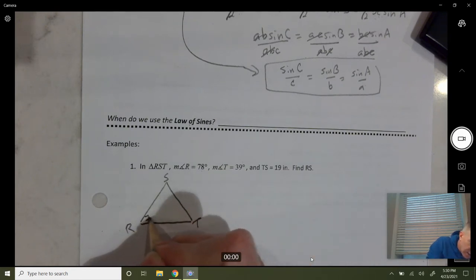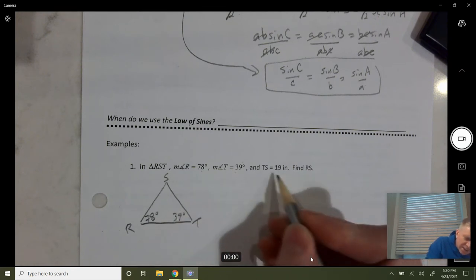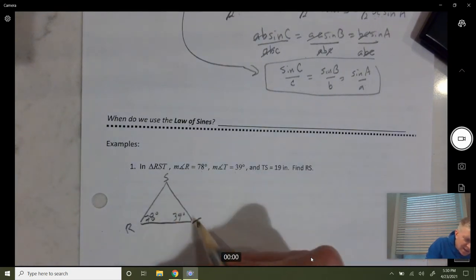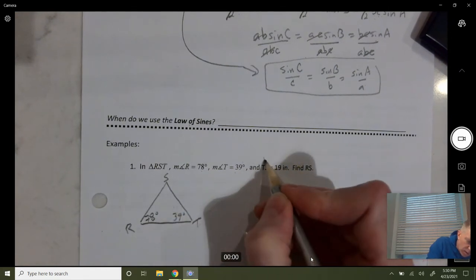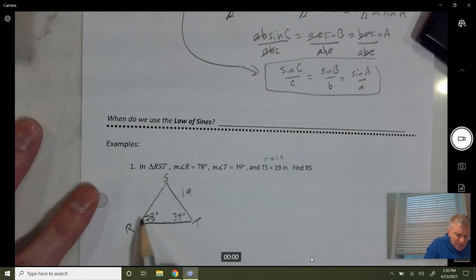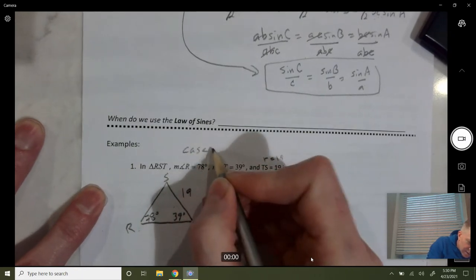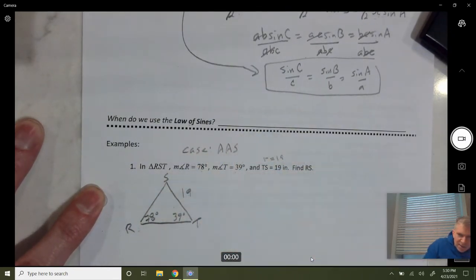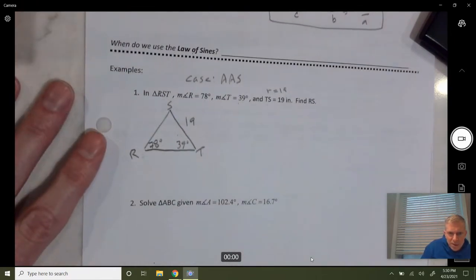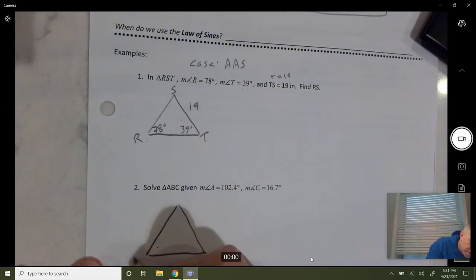Angle R is 78. Angle T is 39. And side TS, which is actually side little r, is equal to 19. You can call it little r or you call it TS or ST. That's going to be 19. Okay. Now, this is the case where you have an angle, and then a side. So this is the case angle, angle, side. Now, before we solve this, I want to compare this to the next case. This is triangle ABC.